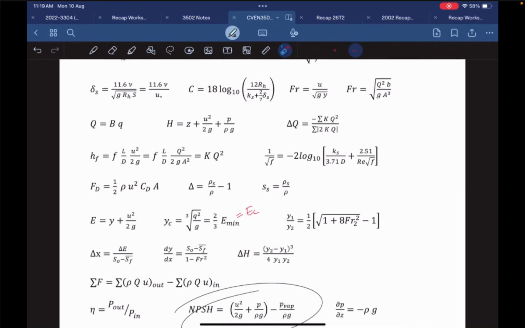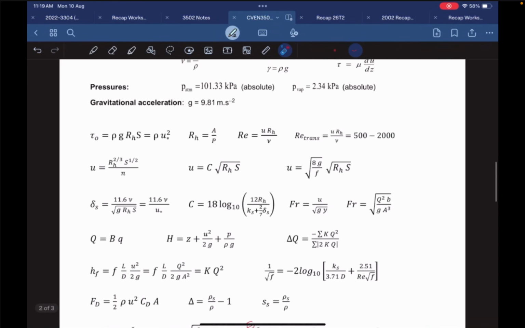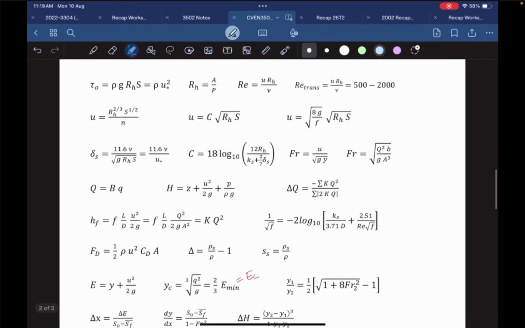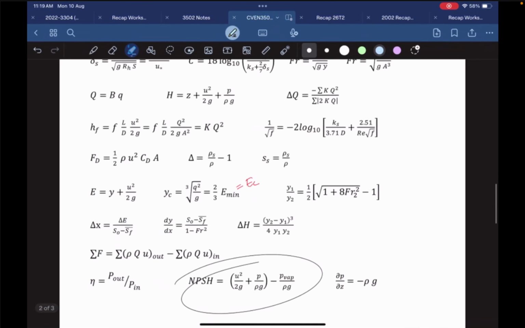And going back to my formula sheet, an equation they give us, bro, they didn't even give it to me.